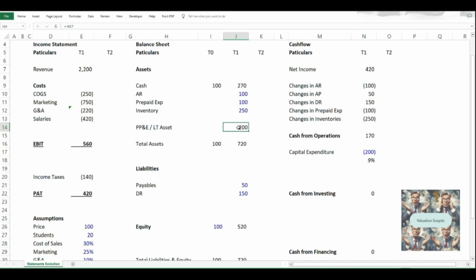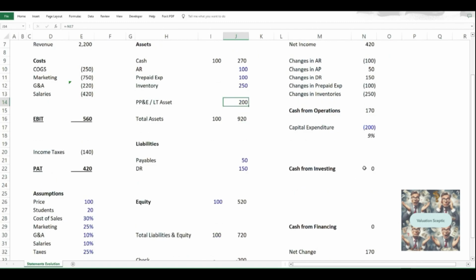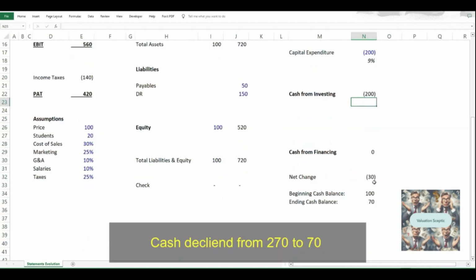So this is how capitalization impacts our balance sheet. And as you can see, our total assets has grown by 200, that is to 920 from 720. We will be linking cash from investing. As you can see, the balance sheet balances.